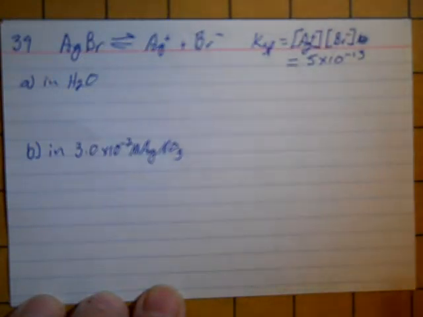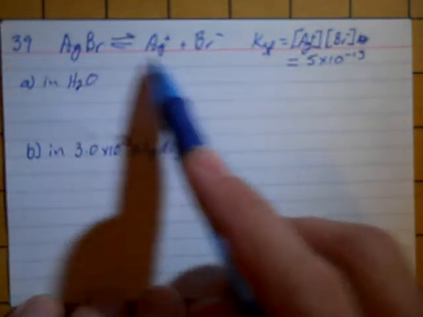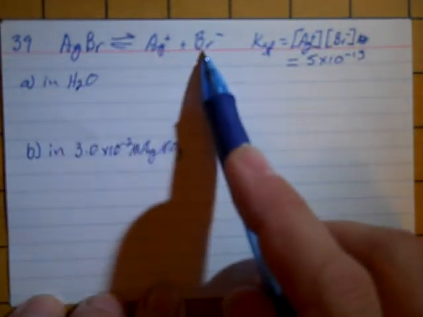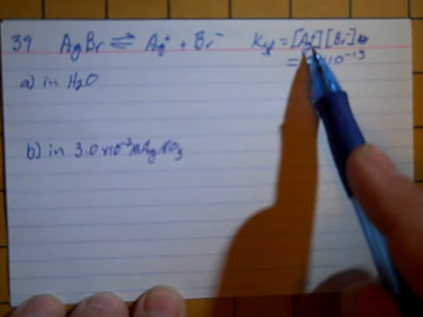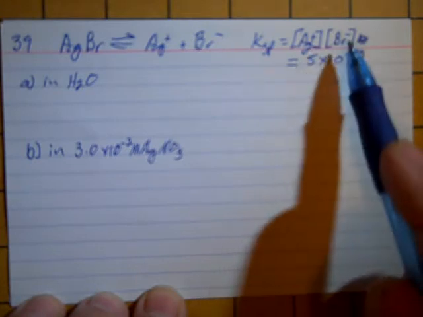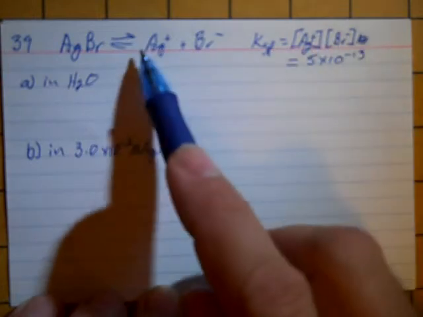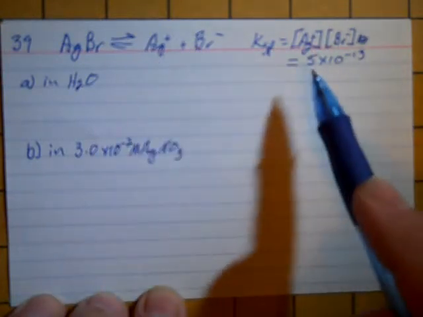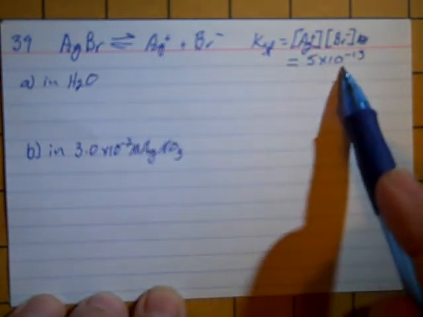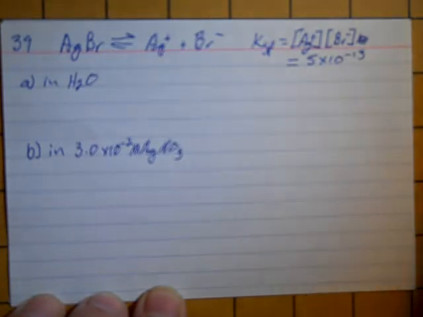In problem number 39 from our textbook, silver bromide, which breaks up into silver ions and bromide ions, its KSP is going to be the concentration of silver times the concentration of bromide. There are no exponents because there were no coefficients. And we're told that this equals 5 times 10 to the minus 13.